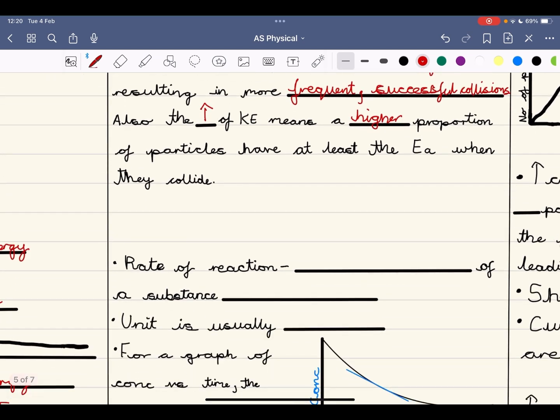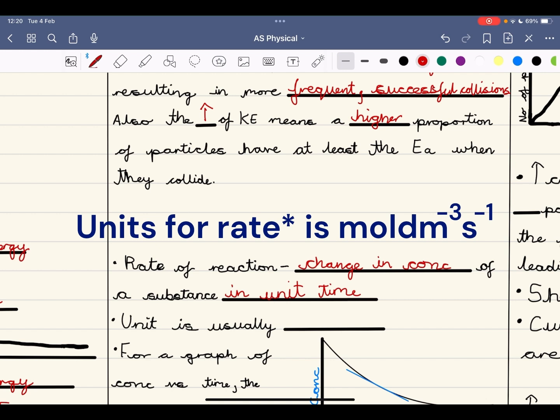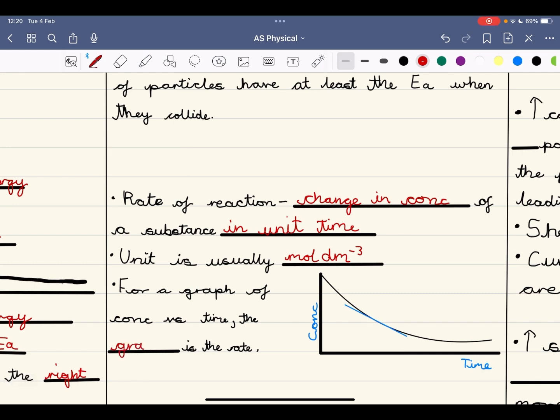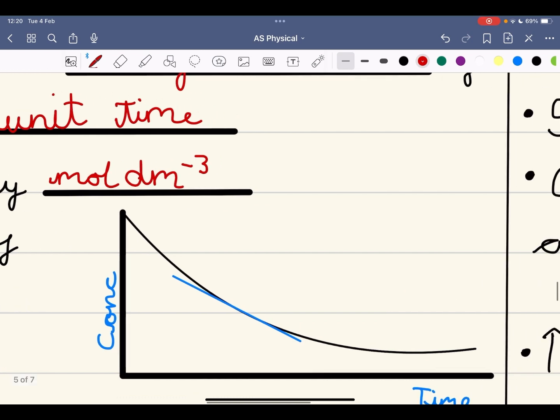So the rate of reaction is equal to the change in concentration of a substance in unit time, and the units for concentration are usually moles per decimeter cubed. For a graph of concentration versus time, the gradient represents the rate. So here, for example, we have a curved line for concentration against time. To work out the gradient, we draw a tangent, and then we work out the gradient of this tangent.